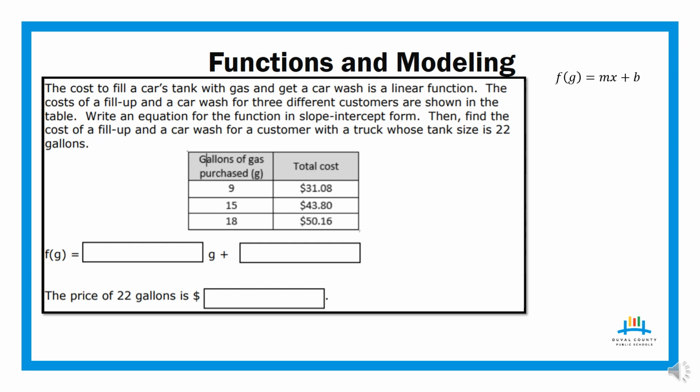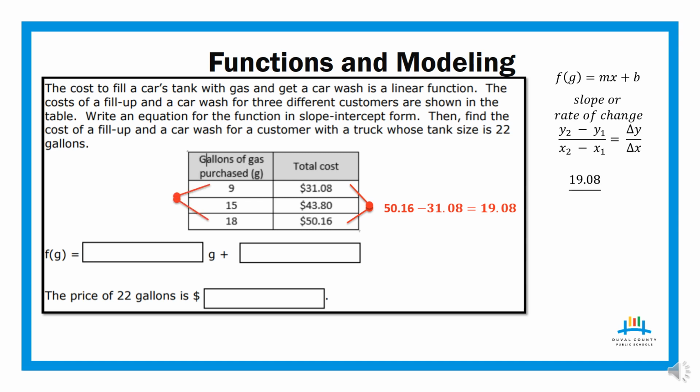Now I need to calculate the slope or the rate of change. Slope or the rate of change is the differences in our y values, delta y, divided by the differences in our x values, delta x. So using the table, I'm going to subtract $31.08 from $50.16, which will get me $19.08 in my numerator.